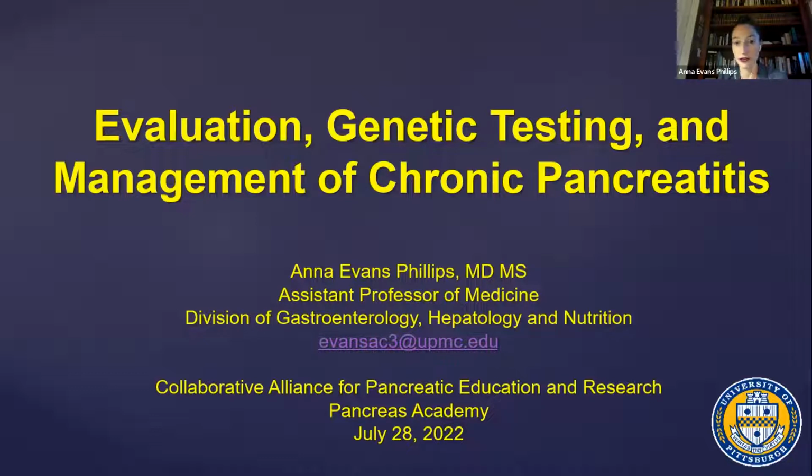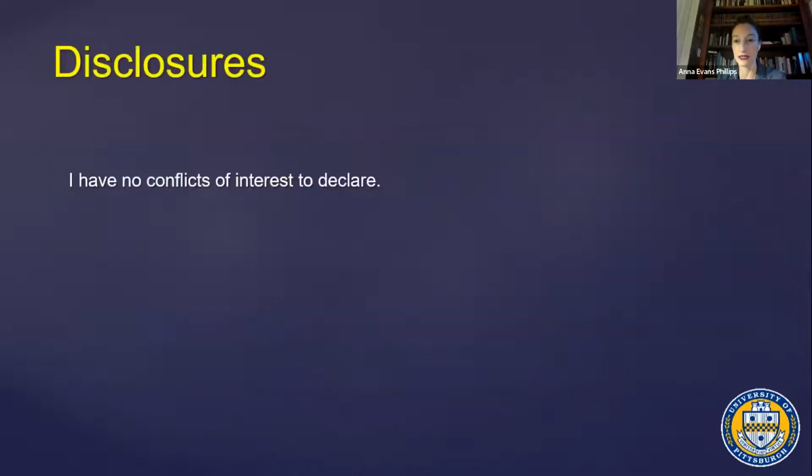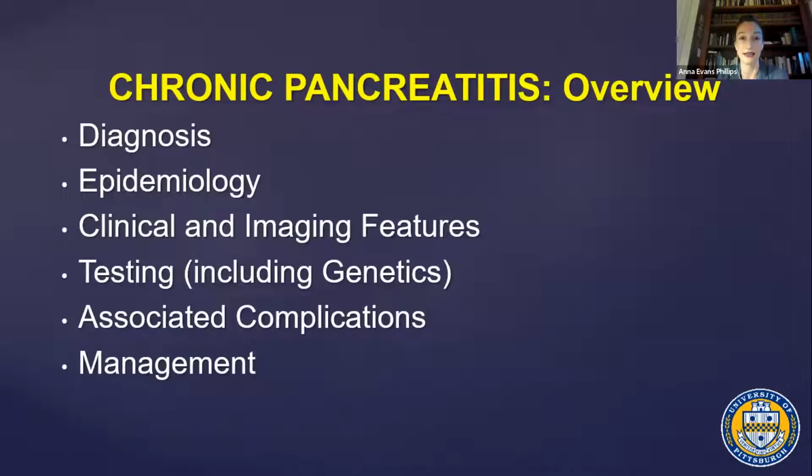Of course, please, again, put any questions that you have into the chat, and I'll be happy to try and address at the end. This is also a pretty big topic, and so I'll cover things in a big overview sort of fashion, but I'm happy to discuss specifics as needed. And so first we'll talk about diagnosis of chronic pancreatitis, then epidemiology of the disease, some clinical and imaging features that are consistent with the diagnosis, testing both for chronic pancreatitis as well as in relation to sequelae of the disorder, some associated complications that are frequently seen, and some additional ideas about management.